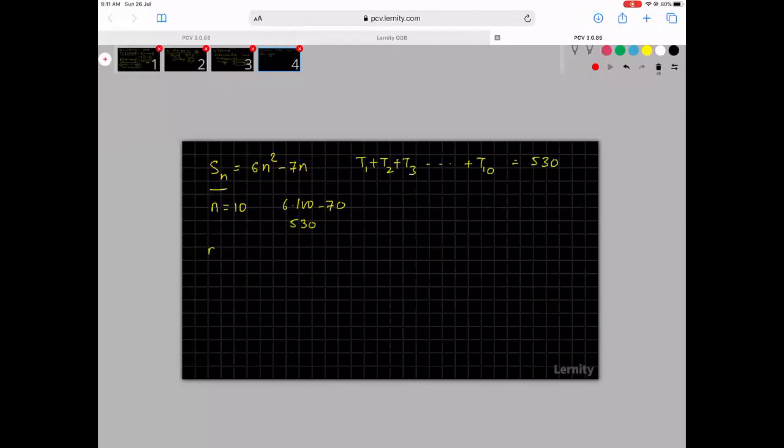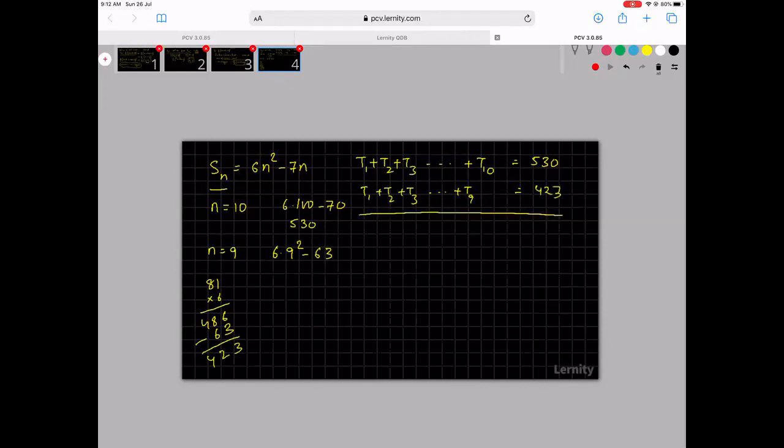Then I find out what is Sn if n is equal to 9. That means I'll get T1 plus T2 plus T3 all the way up to T9. And how much will I get? I'll get 6 into 9 squared minus 63. So 6 into 9 squared is 81 into 6, which is 486, minus 63. So I'll get 423.